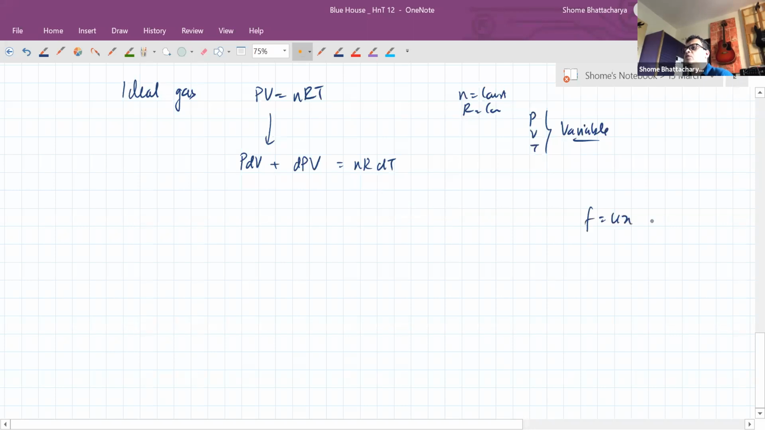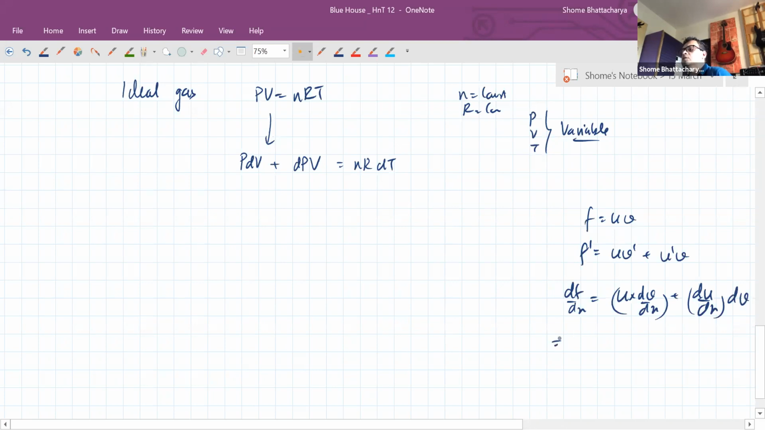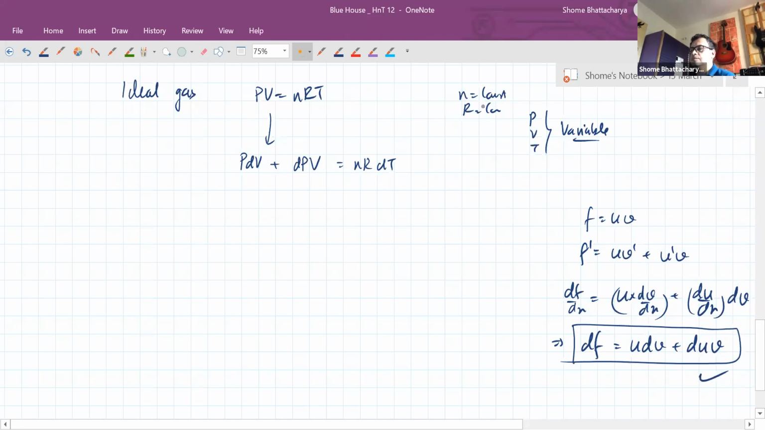Understanding? No? So we are using the product rule in differentiation. If a function is the product of two other functions, then f prime becomes u v prime plus u prime v. So basically df by dx is u into dv by dx plus du by dx into v. In other words, the small change in the function is u into dv plus du into v. This clear? Yeah, Shikhar, this part is clear? Okay, so that is what we apply over here for this statement.